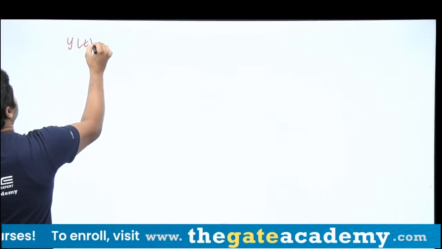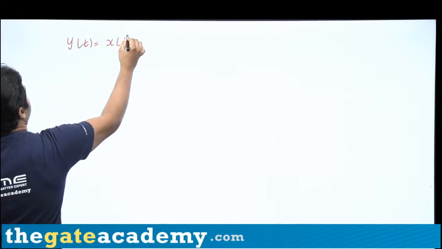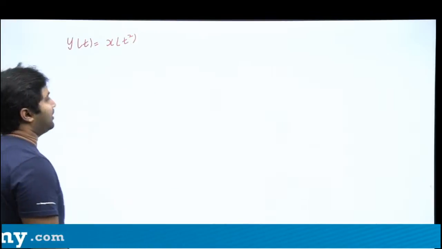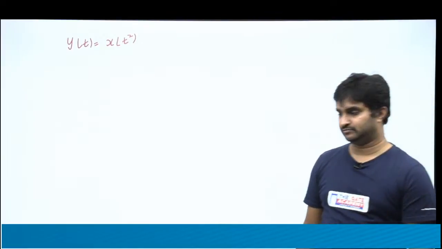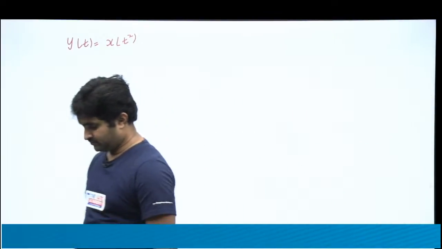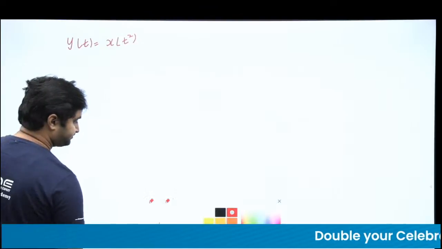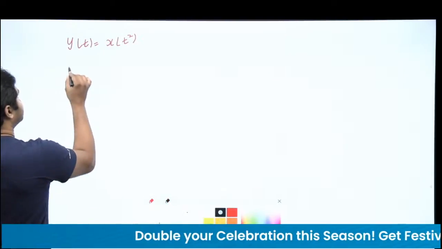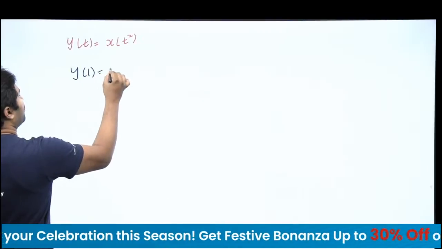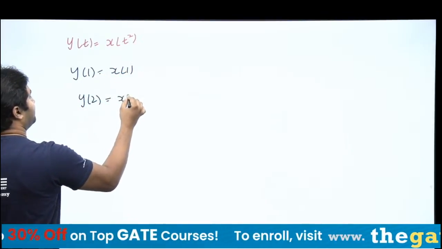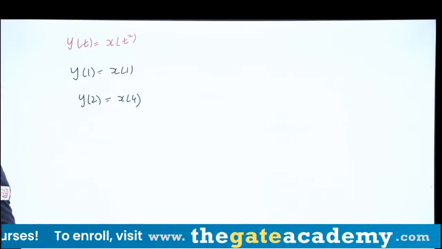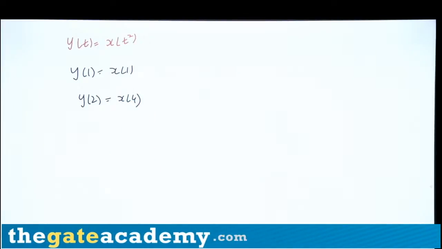y of t is equal to x of t square. Simple. y of 1 is x of 1. y of 2 is x of 4. Right? Yes or no?